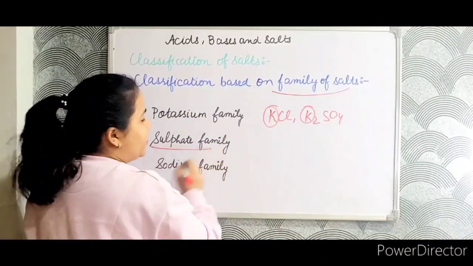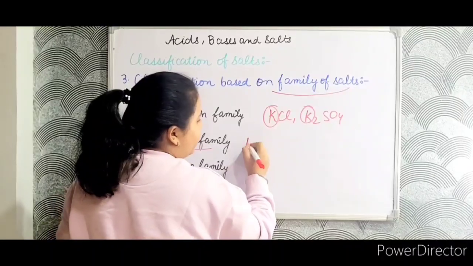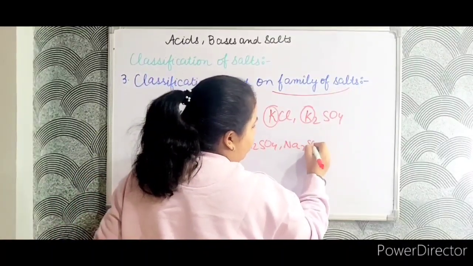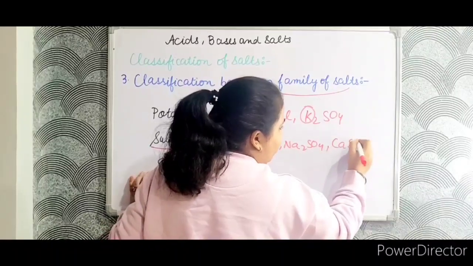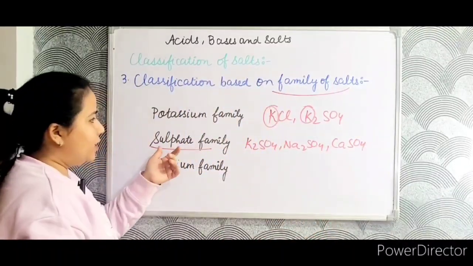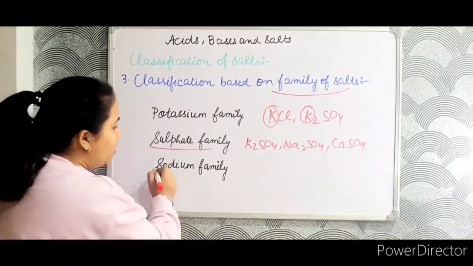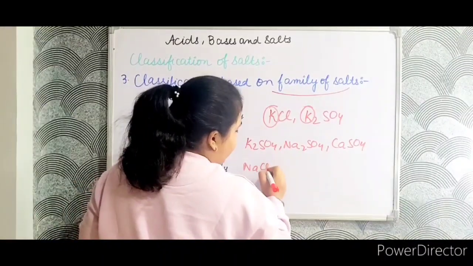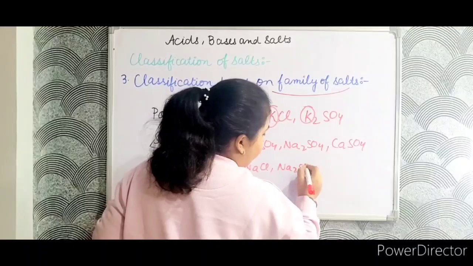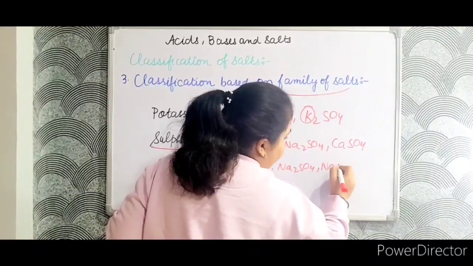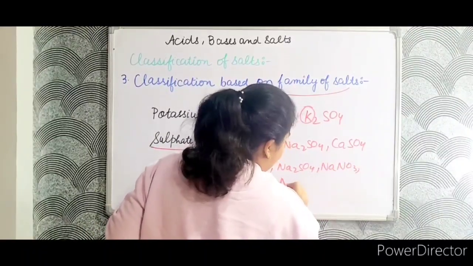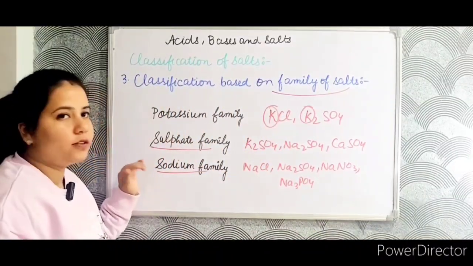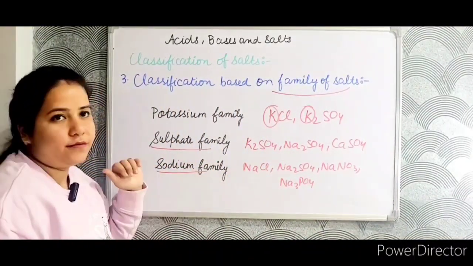Next is sulfate family. Examples are K2SO4, Na2SO4, CaSO4, etc. So it is example of sulfate family. Last is sodium family. NaCl, Na2SO4, NaNO3, Na3PO4. So these are the examples of salts of sodium family.